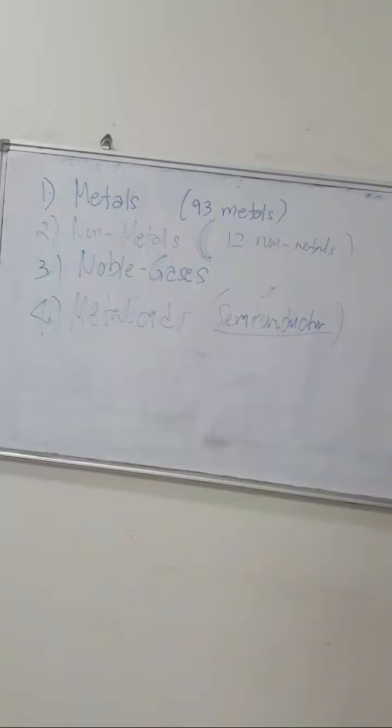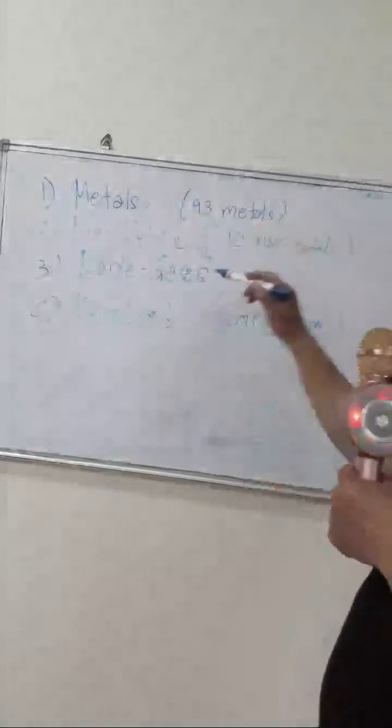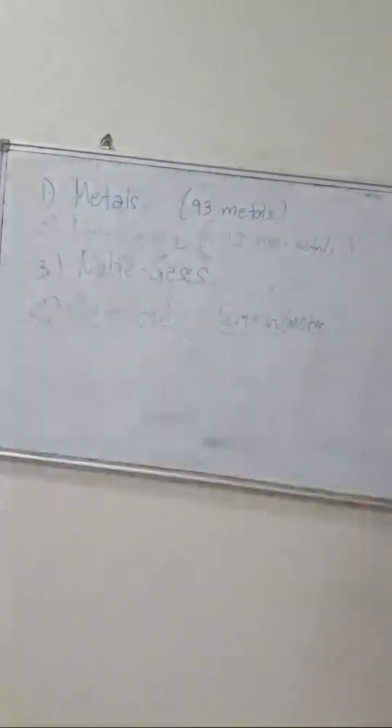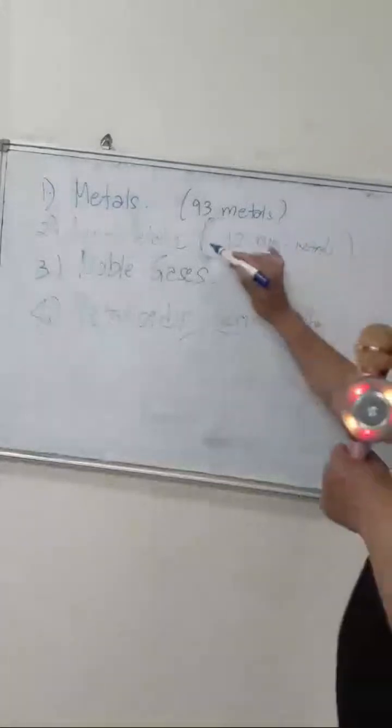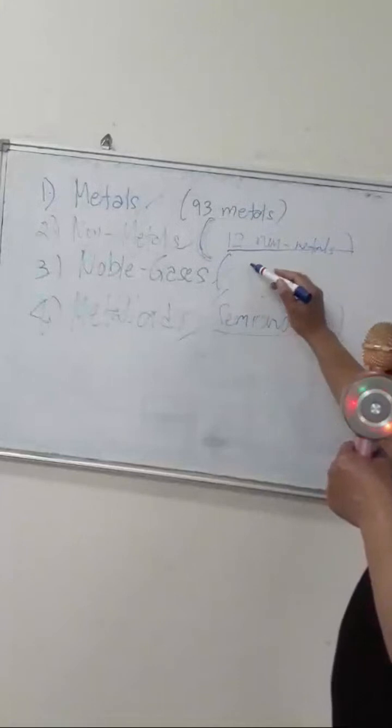Enumerate the four classifications, the four categories of elements in the periodic table. Question number 1, there are no choices. We have metals, non-metals, noble gases, and metalloids. How many metals? 93. How many non-metals? 12. How many noble gases? 7.